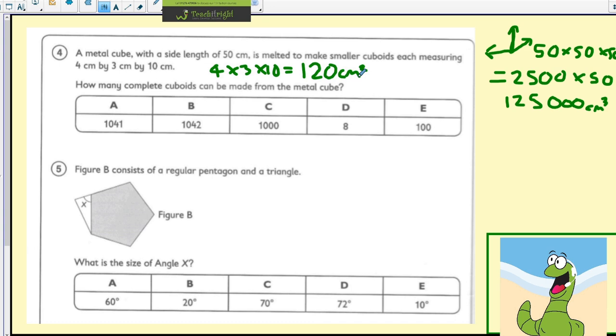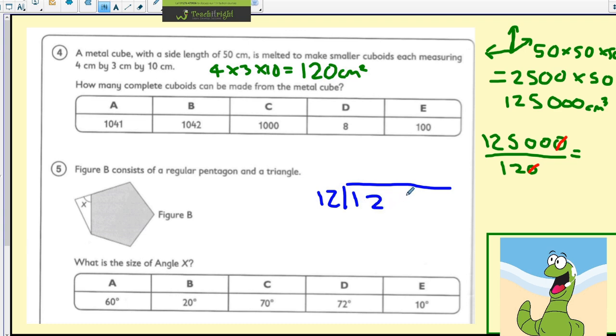If I now take my large shape of 125,000 and divide it by my small cube, I can work out how many times the smaller cubes will fit, and that will give me the number of cubes. So for this, right off the bat, I can make it a little bit simpler, cancel my 10s, but I've still got, not the easiest in the world, I've got to do 12 into 1, 2, 5, 0, 0.